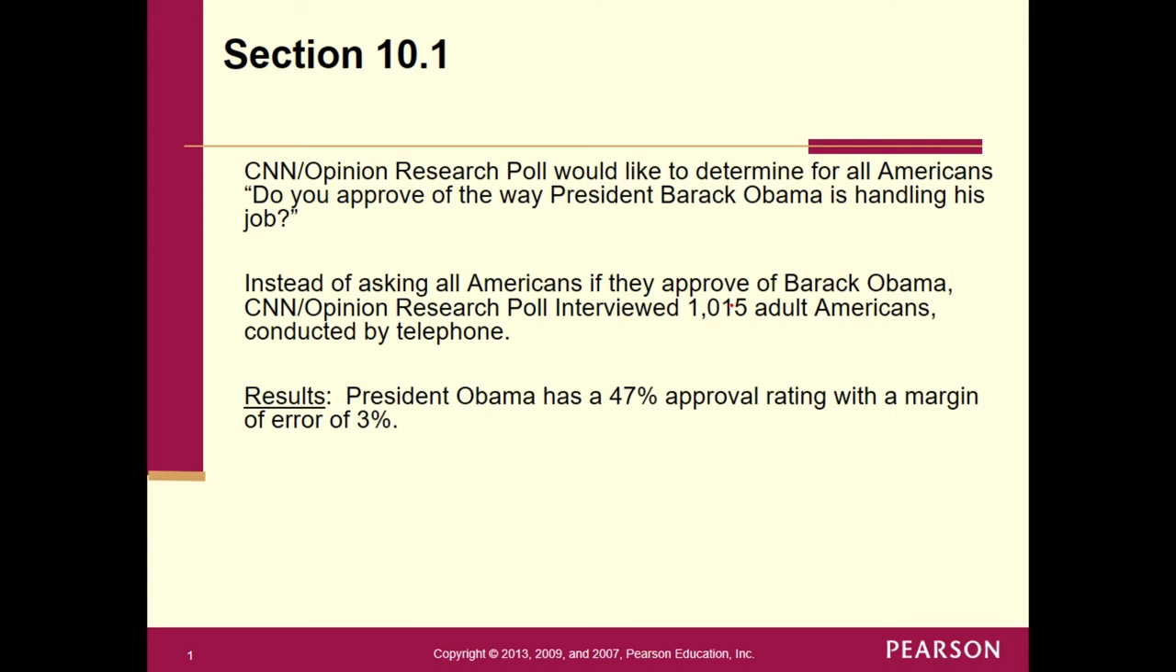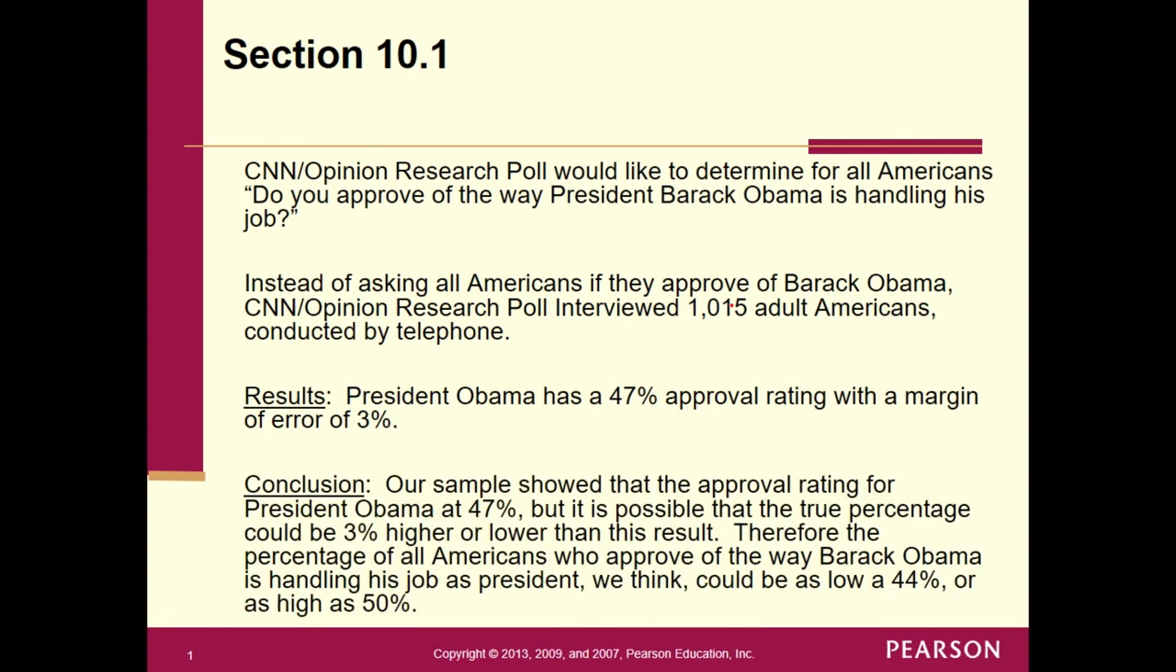Here were the results: President Obama had a 47% approval rating with a margin of error of 3%. And so what the media would do is put 47% in big bold numbers on the TV or on your computer screen. All right. But then if you look in the margins, the very side of the screen or the very bottom of the screen, they'll say that there was a margin of error of plus or minus 3%, or they might just say plus or minus 3% somewhere. So what exactly does that mean?